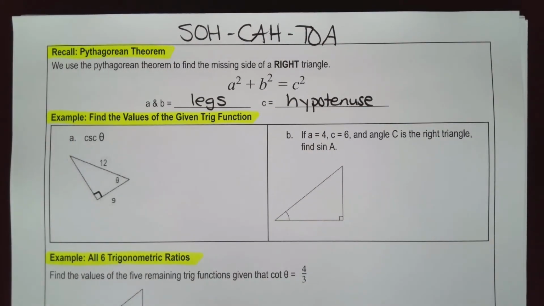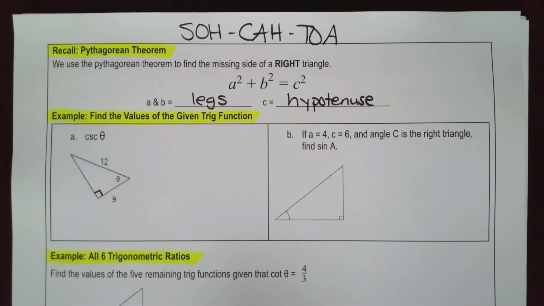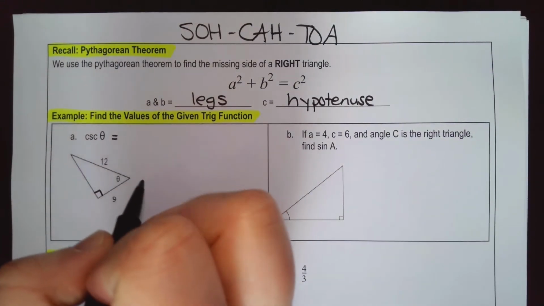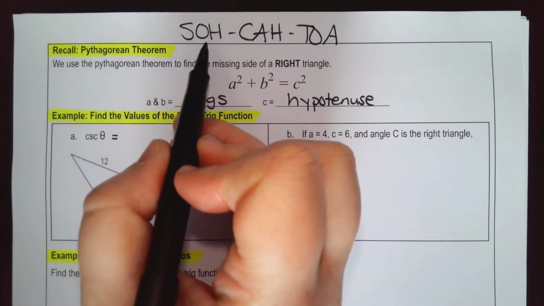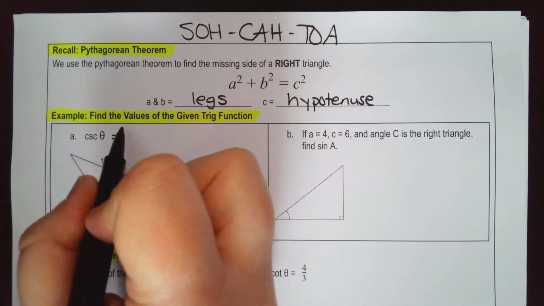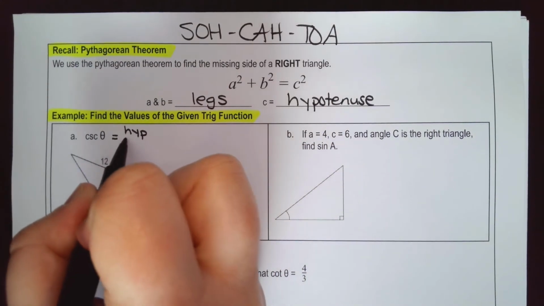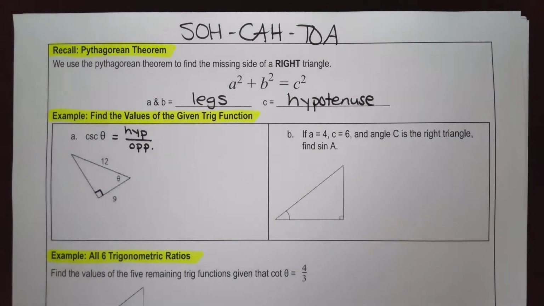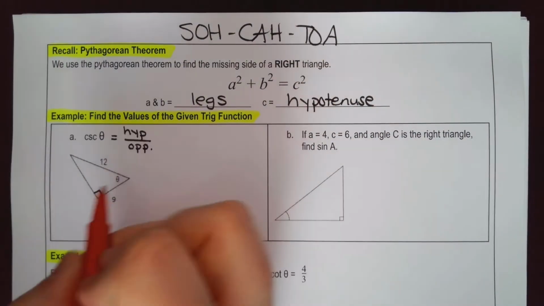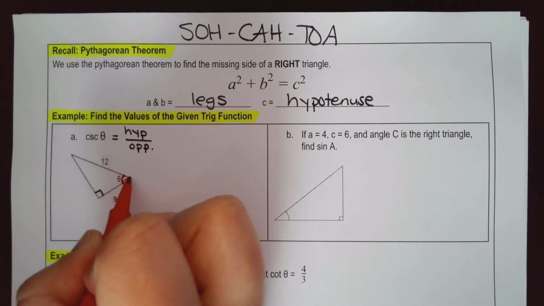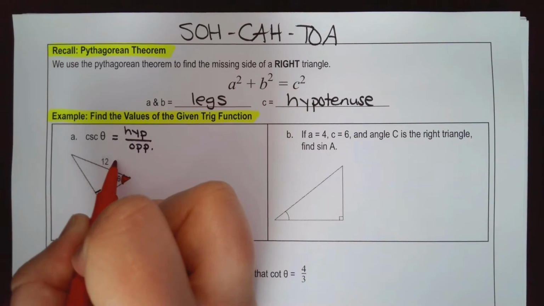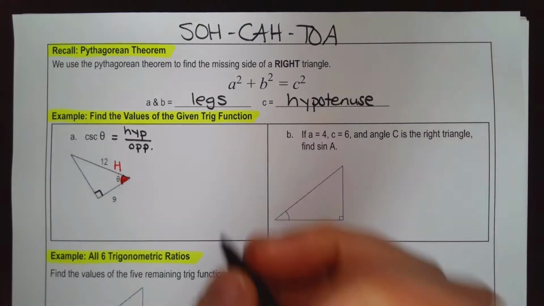So here, find the values of the given trig function. They want us to find cosecant of theta, which, if we recall, cosecant is the flip of sine, so we need hypotenuse over opposite. So let's look at the triangle that they give us. Here is theta. Here is our given angle. We have the hypotenuse.